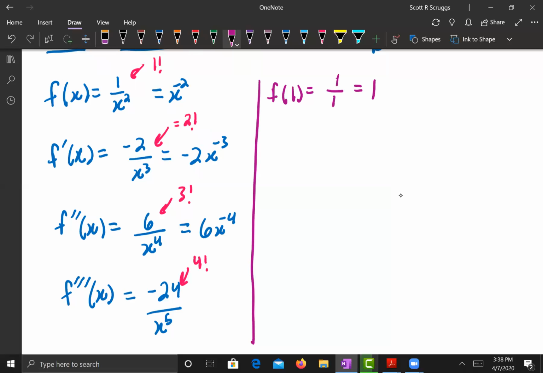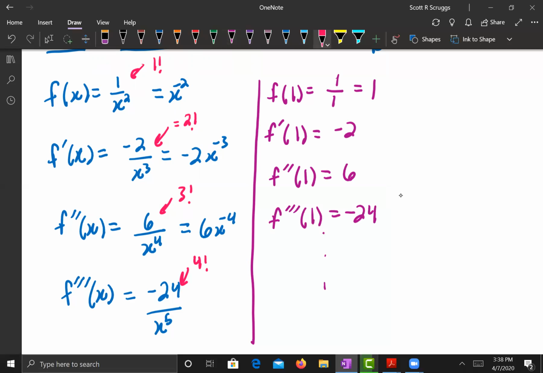Just get 1. Evaluate the first derivative at 1. I get negative 2. Evaluate the second derivative at 1. I get a positive 6. Evaluate the third derivative at 1. I get a minus 24, and so on.